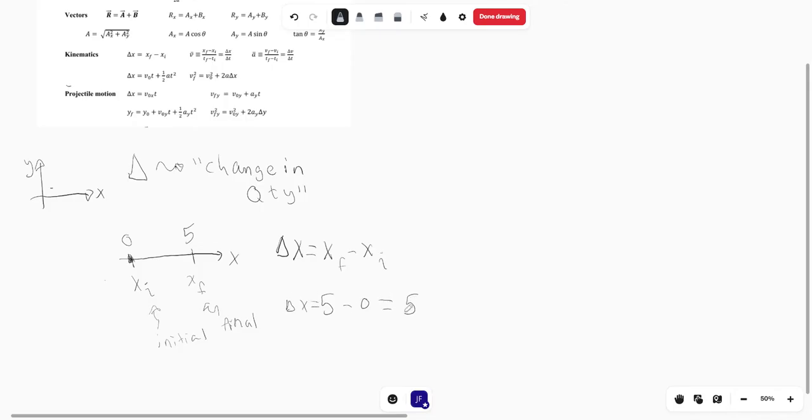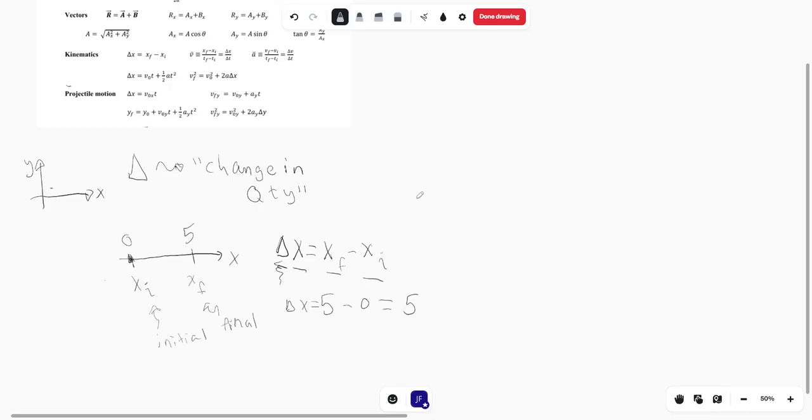which obviously equals 5. So your change, your delta in your x coordinate, is the difference in your final x coordinate and your initial x coordinate, or 5 minus 0. You changed 5 x units. You moved 5 x units. Your value of x changed by 5.